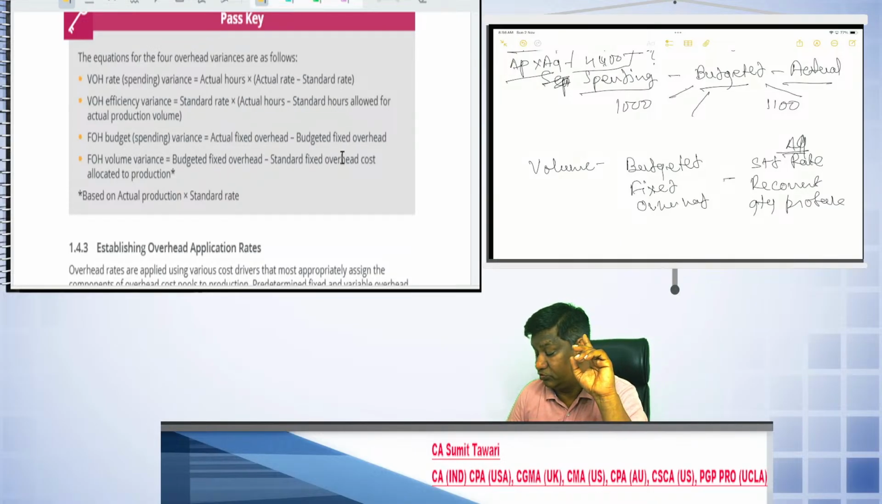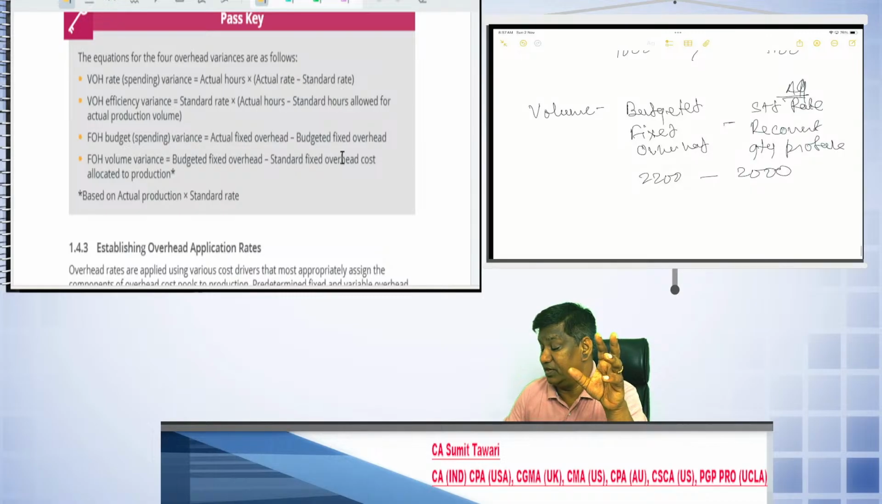2200 is my budgeted overhead for 1100 quantity produced, but I'm able to produce 1000 quantity, so 2000 is my actual, I mean the overhead calculated with the standard rate for actual quantity, and the 200 is my negative variance.